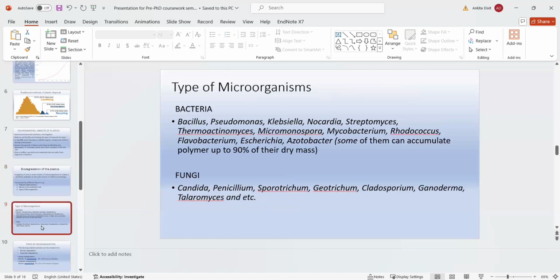So here are some microorganisms which help in the degradation of plastic. Among bacteria: Bacillus, Pseudomonas, Nocardia, Streptomyces, Thermoactinomyces, Micromonospora, Mycobacterium species, Rhodococcus, Flavobacteria, Escherichia, and Azotobacter. Some of them accumulate polymer up to 90% of their dry mass. Fungi which are used in the degradation of plastic are Candida, Penicillium, Sporotrichum, Geotrichum, Cladosporium, Talaromyces, and others.